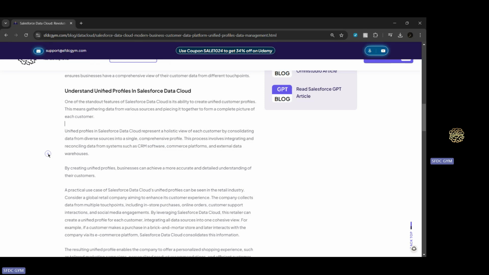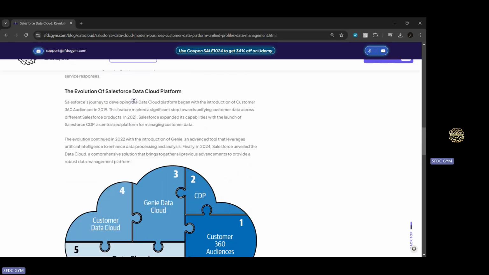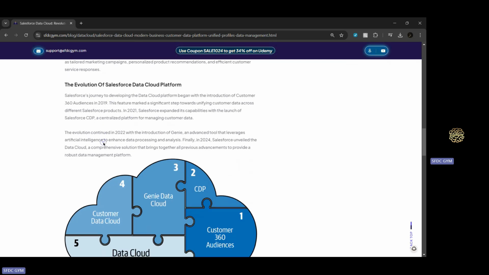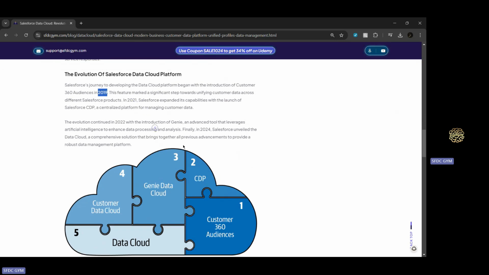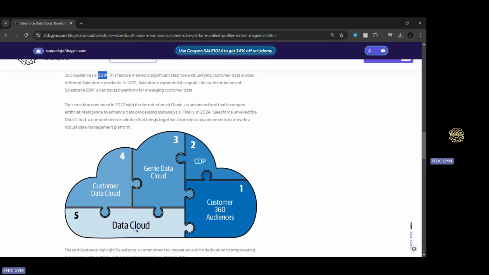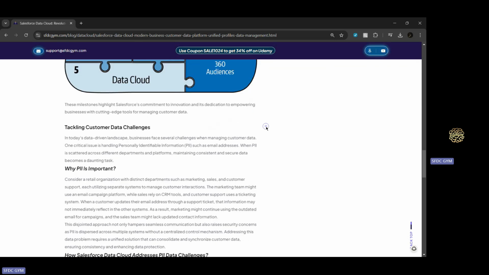Now let's move to the next topic, which is the evolution of the Data Cloud AI platform. Under this section, we are trying to understand the history of Data Cloud. Salesforce started using Data Cloud in 2019. At that time, they called it Customer 360. Later in '21, they renamed it to CDP. Then they renamed it to GenAI Data Cloud, then Customer Data Cloud, and finally it is called Data Cloud itself. So this is the history given under this topic.